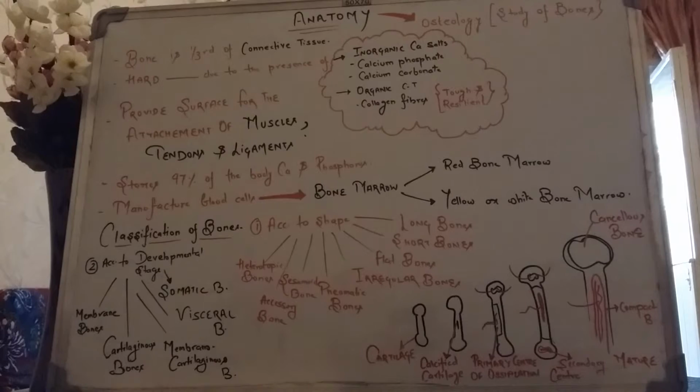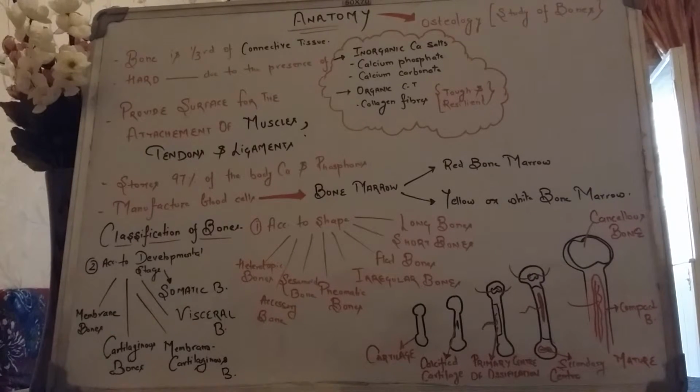Examples: typical long bones are the radius, humerus, ulna, femur, tibia, and fibula. Miniature long bones have only one epiphysis, like metacarpals, metatarsals, and phalanges. Modified long bones have no medullary cavity, like the clavicle.